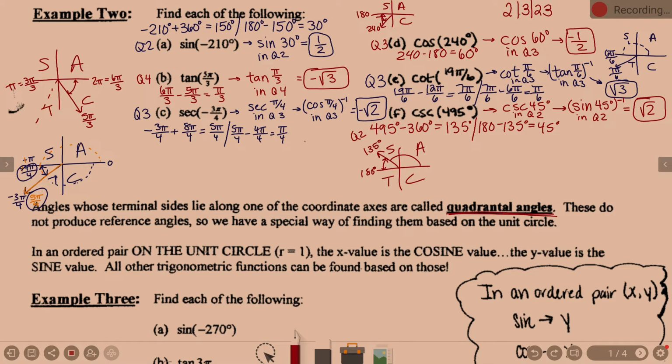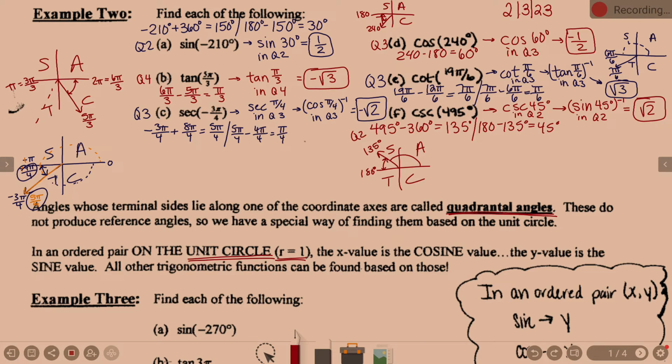They do not produce reference angles, so we have a special way of finding them based on the unit circle. Yesterday I drew that circle and gave a side length of 0, which was kind of weird. This is our way to avoid having to draw a triangle and give a side length of 0. So, in an ordered pair on the unit circle, first of all, realize that the radius is 1. Now, when I say the radius is 1, that is your hypotenuse, right?